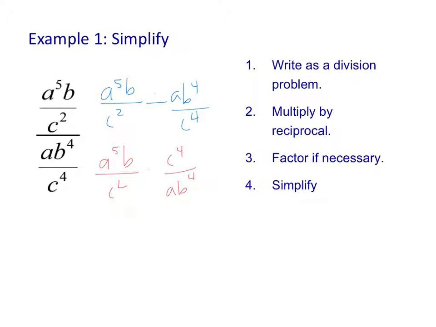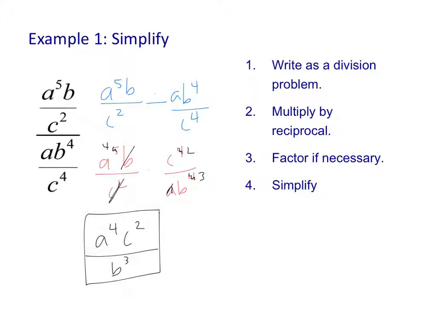Here we cannot factor, so I'm just going to cancel out cross products, which would be simplifying. So I'm going to take away an a here, I'm left with 4 there. If I take away a b there, I'm left with 3 there. If I take away c squared there, I'm left with 2 there. So I end up getting a to the 4th c squared all over b cubed for my final answer here.